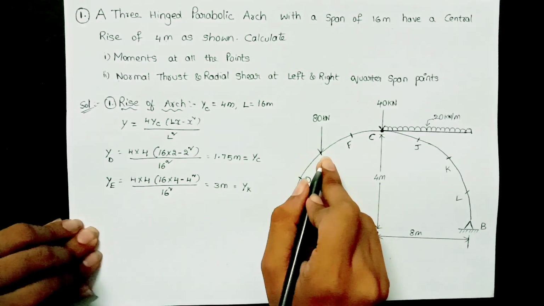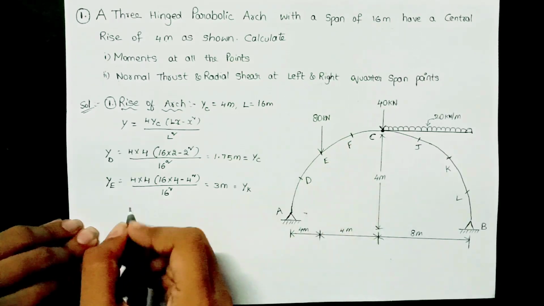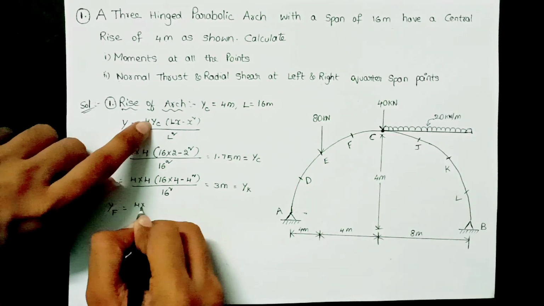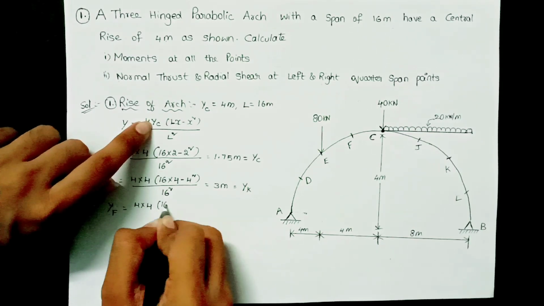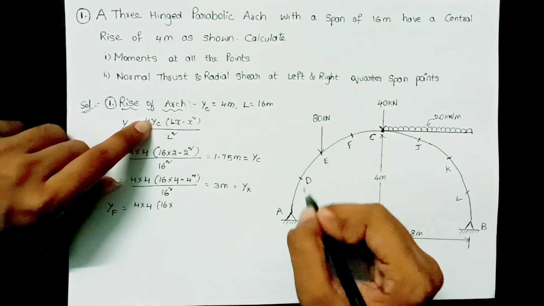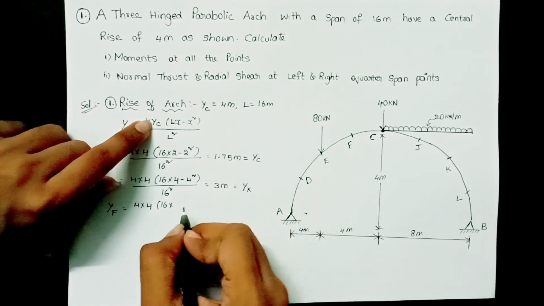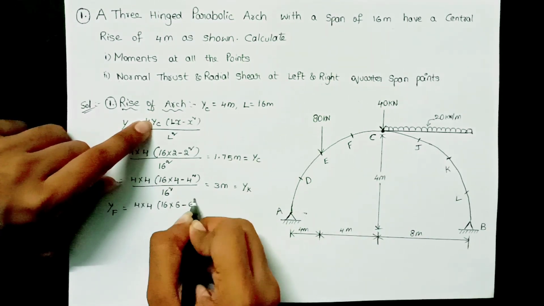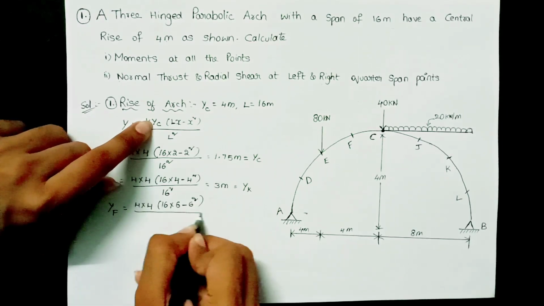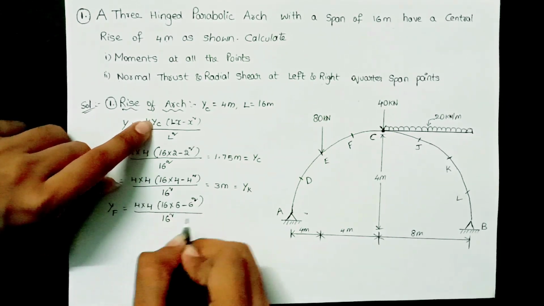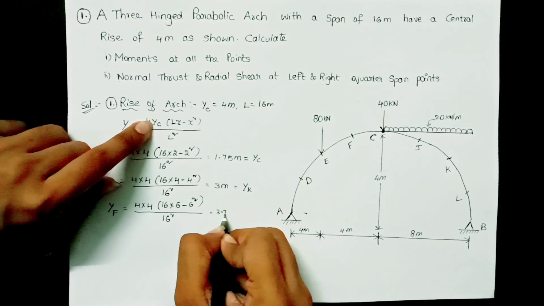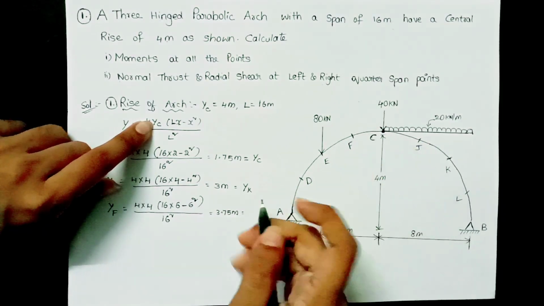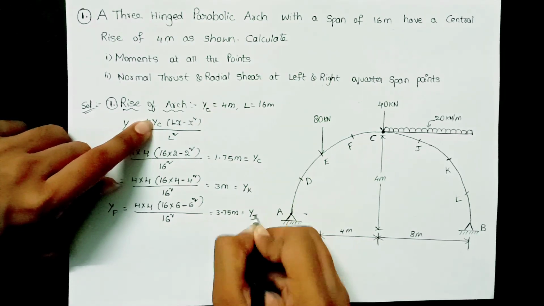Next, after E we should calculate YF. YF equals 4 into YC, 4 meters, into 16 into the distance up to F, that means 2 meters, 2 meters, 2 meters, 2 meters. So 6 meters minus x square, that is 6 squared, divided by the span, 16 squared. The value is 3.75 meters, and ultimately it will also be equal to YJ.